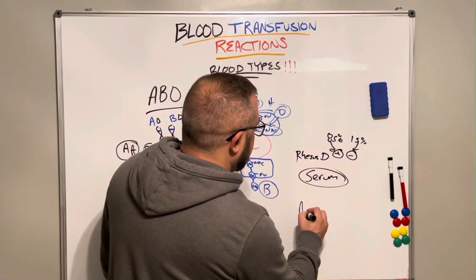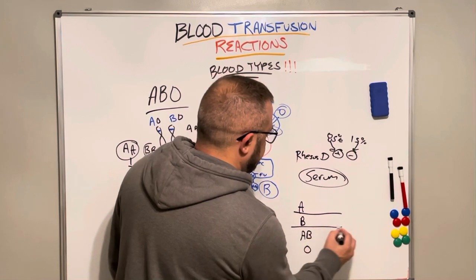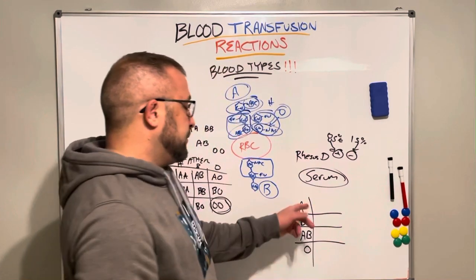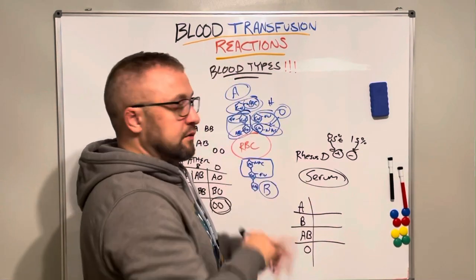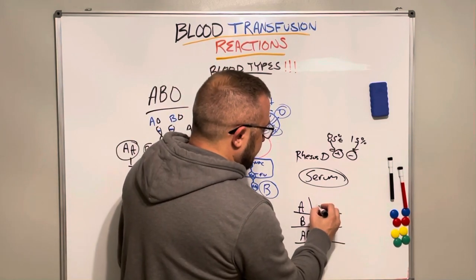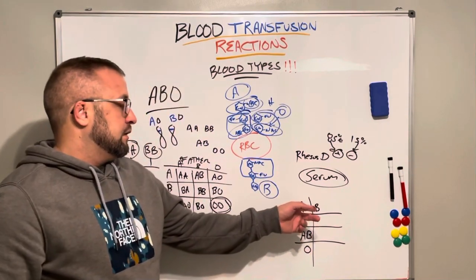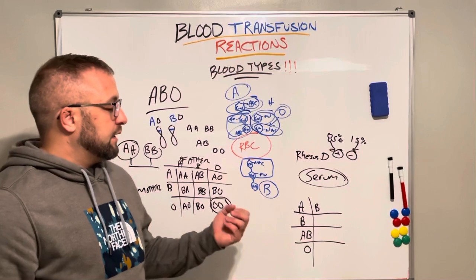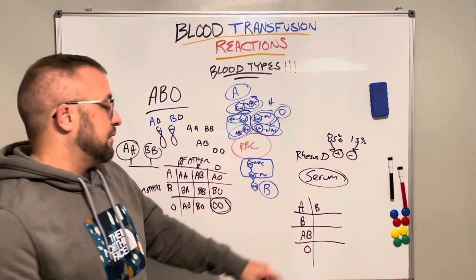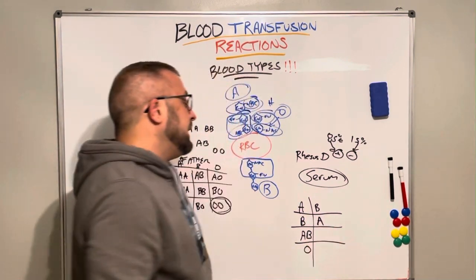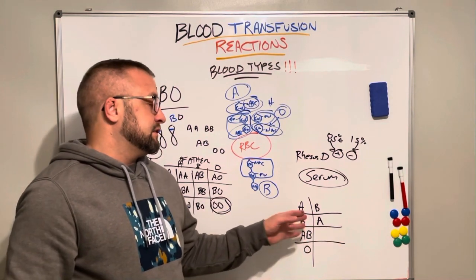So in your serum, if you have A blood type or B or AB or O: if you have A blood type, meaning you have an A antigen, and that's your blood type, you're going to have floating around in your body anti-B antibodies, so that if your body comes into contact with that B type of blood, it'll fight it. If you have B type of blood, you're going to have anti-A antibodies floating around to fight off anything that's not B.